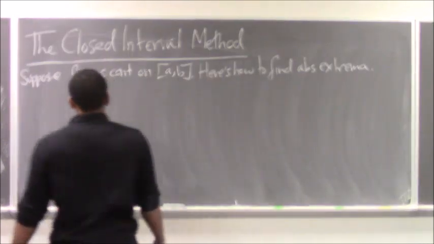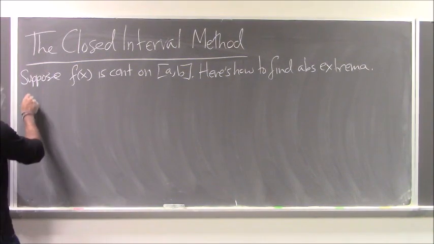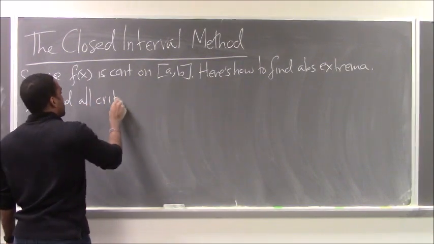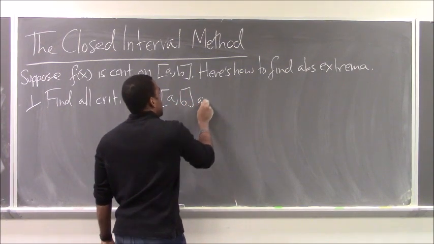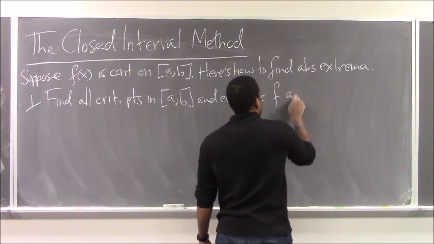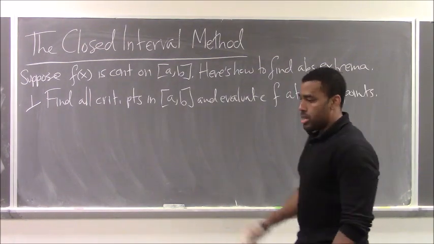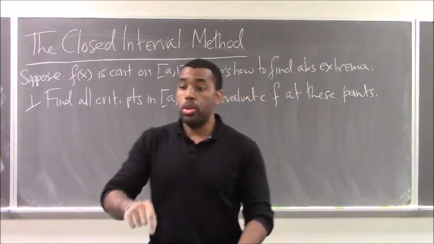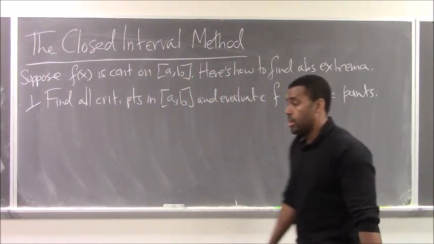Okay, so we're looking at a closed interval, and it's a continuous function. Here's how you can find the absolute extrema. One, you're going to find all critical points in [a, b] and evaluate f there. Meaning, you're going to find all the x values where your derivative is 0 or undefined. Then you're going to plug those into the original function, and you're going to find the corresponding y values. That's what it means to evaluate f.